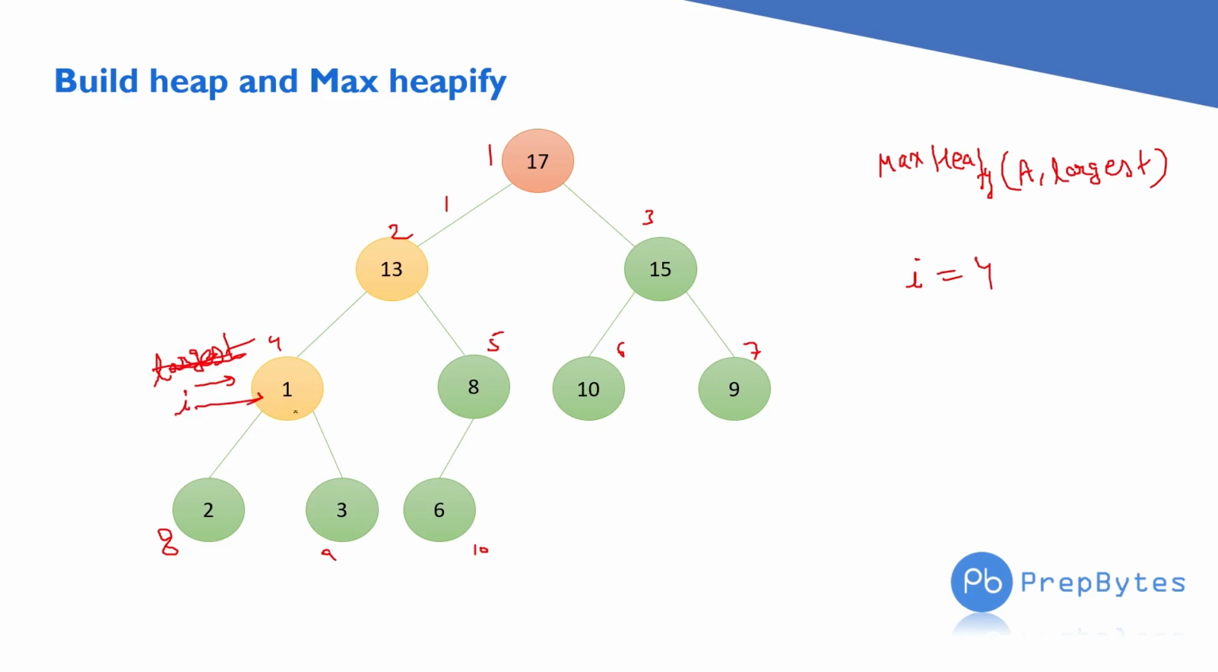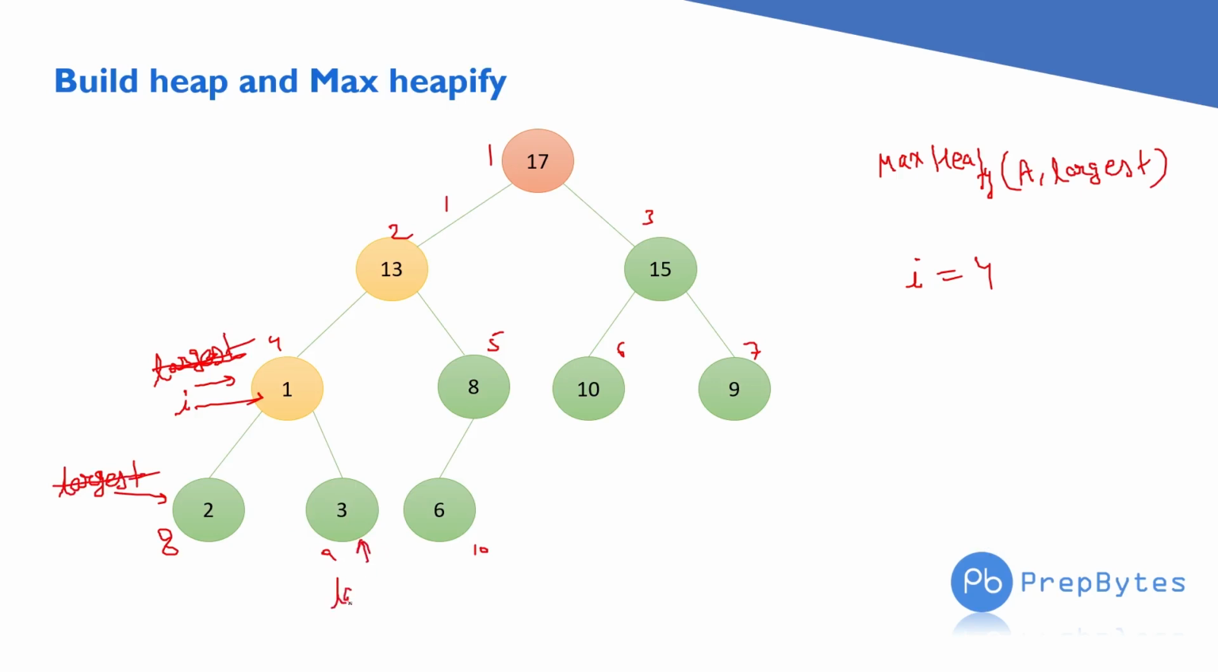It will check with its left side and it will check with its right side. So is 2 greater than 1? Yes. So now the largest starts pointing here. Fine. Now is 2 greater than 3? No, 2 is less than 3. So largest will leave here and it will come here.